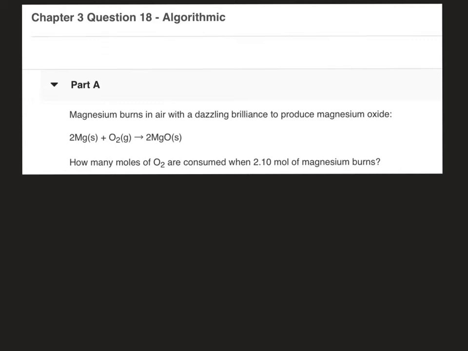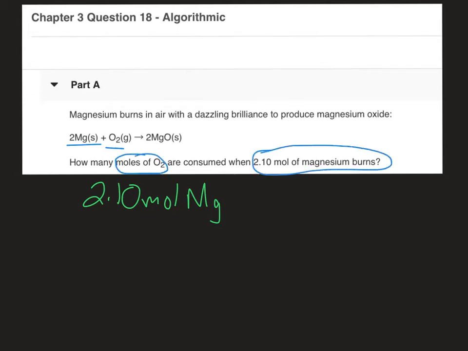The second question has magnesium burns in air with a dazzling brilliance. This is one that you actually did in the class, in the lab, about a week or so ago. And we are converting from moles to moles. So this one isn't as hard as it might seem. A lot of times students want to try and convert your moles into grams, but it's not necessary. Again, all we need to worry about is just those things, because all they're asking for is just the moles, and that's what we're given.